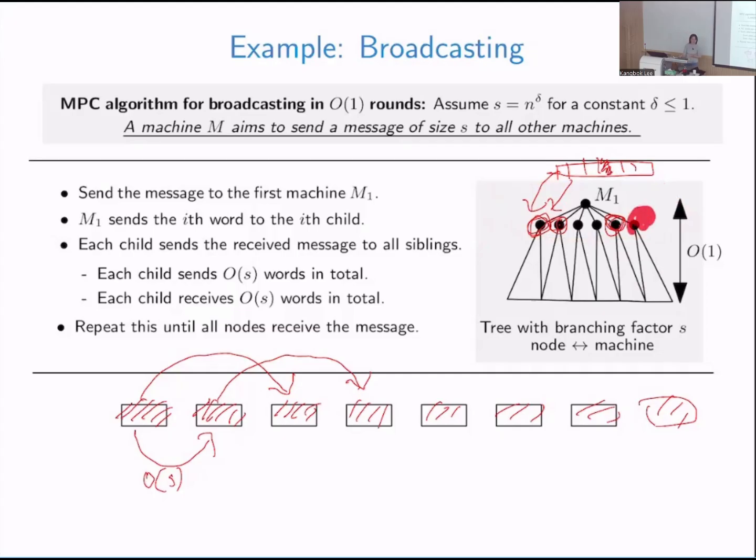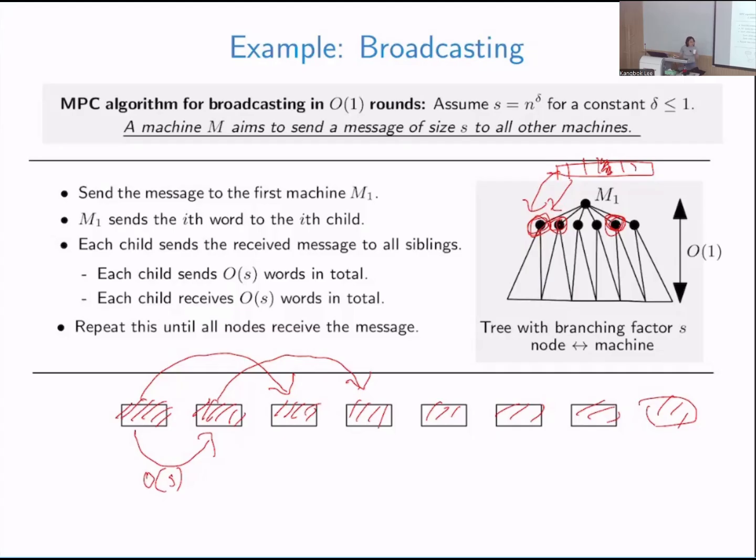This child now has all those words, and this requires just a constant number of rounds. And then we can recurse on each subtree. Because the height of this tree is constant, the total number of rounds required by this algorithm is constant as well. Do you have any questions so far?